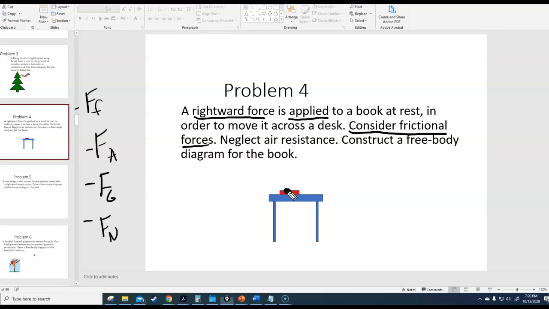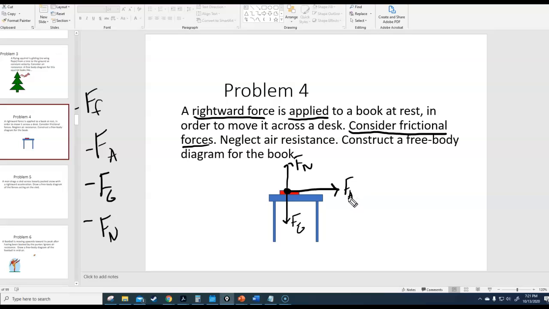Now, how do I do this FBD? Alright, so let's think about this. Force of gravity goes down. Check. Normal force is always perpendicular to the surface. Okay, so that is going to be acting up. That's going to balance out the force of gravity because the book is going to move to the right. It's not going to move like down through the desk, so the normal force keeps it from falling through the desk. Now there's an applied force going to the right. So I'm going to draw an arrow to the right and label that FA.